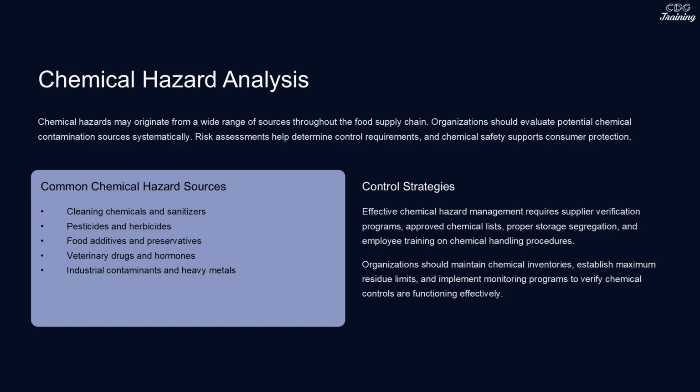Chemical hazards may originate from a wide range of sources throughout the food supply chain. Organizations should evaluate potential chemical contamination sources systematically. Risk assessments help determine control requirements, and chemical safety supports consumer protection. Effective chemical hazard management requires supplier verification programs, approved chemical lists, proper storage segregation, and employee training on chemical handling procedures. Organizations should maintain chemical inventories, establish maximum residue limits, and implement monitoring programs to ensure chemical controls are functioning effectively.